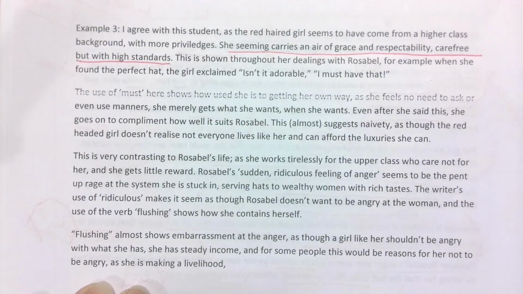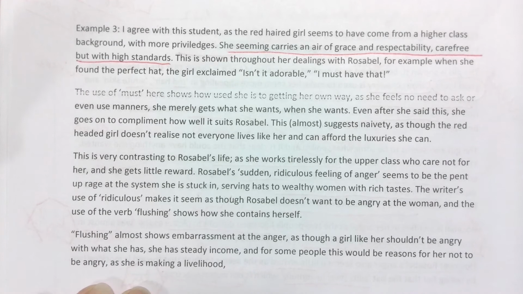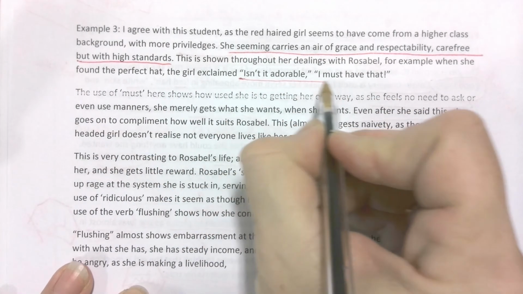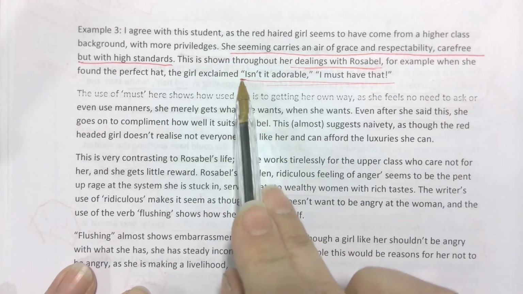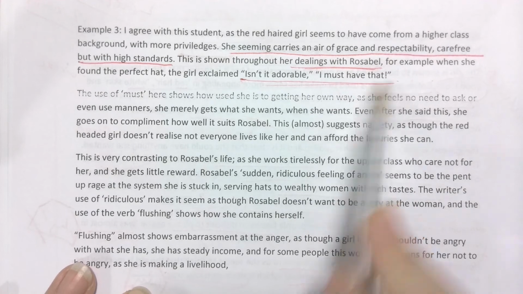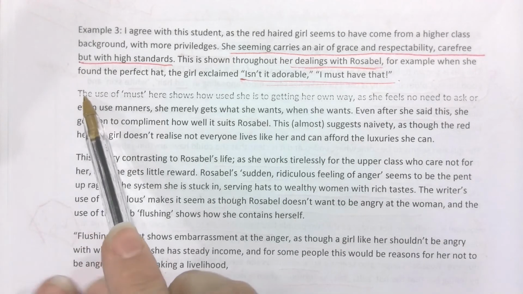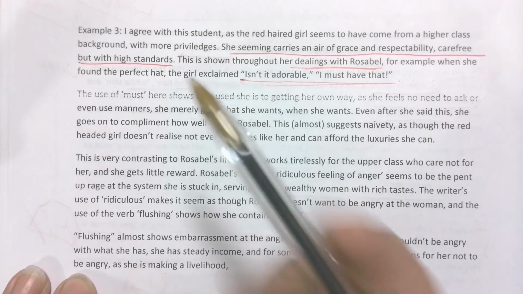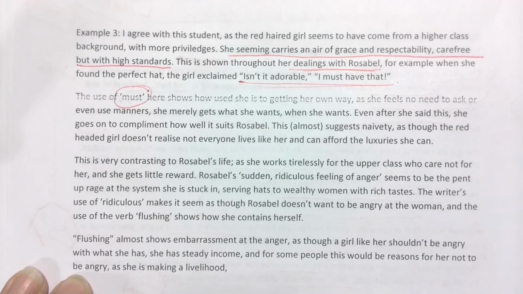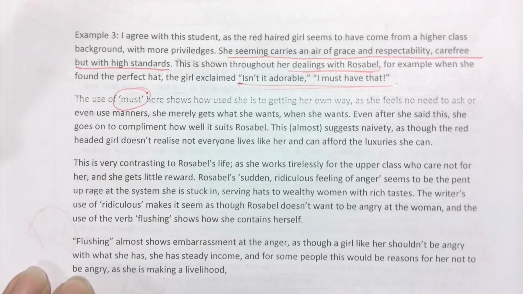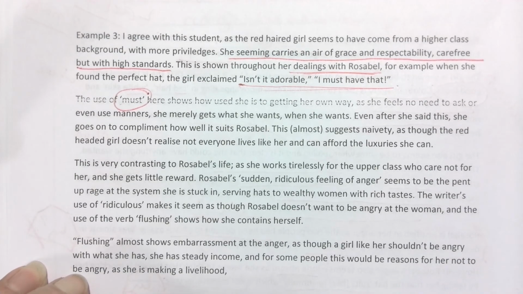of why she seems like she's from a higher class, right? Because she's got this grace and respectability, she's carefree, and then the where is her dealings with Rosabel. Specifically, "Isn't it adorable? I must have that." Then we go into the method. So the use of "must," right? So just because they didn't say the modal verb or anything like that, that's fine. As long as you're pointing out the specific method of the quote.